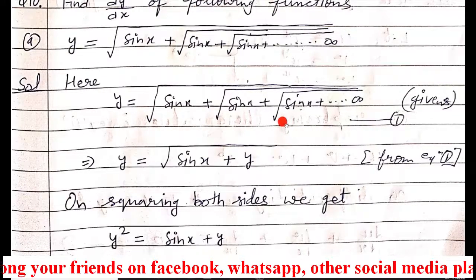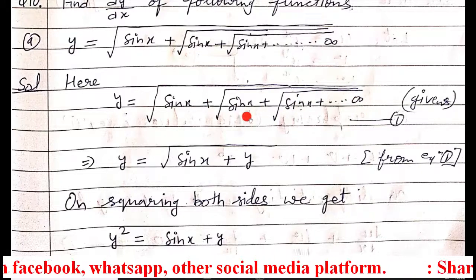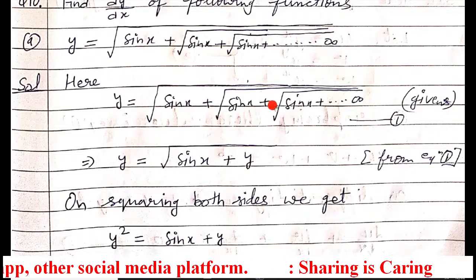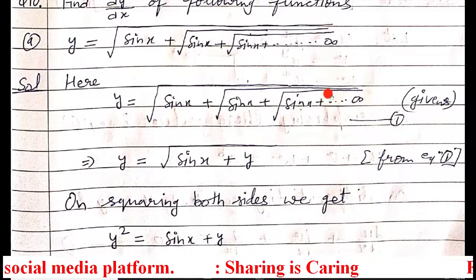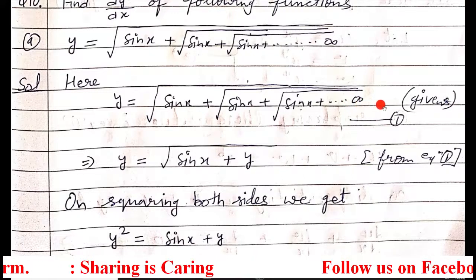Now this kind of question we got before also. When the function is moving up to infinity, it means we have here root sin x, then plus root sin x, then again plus root sin x. So again here will come root sin x. Like this it will move up to infinity.